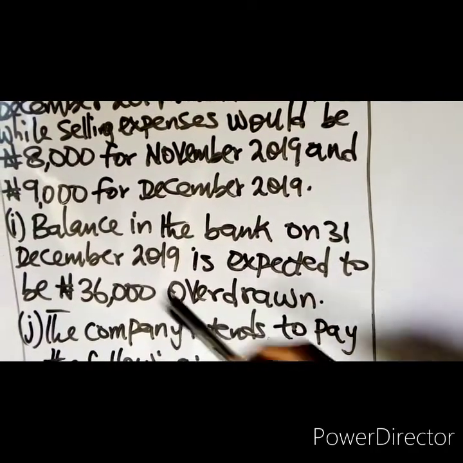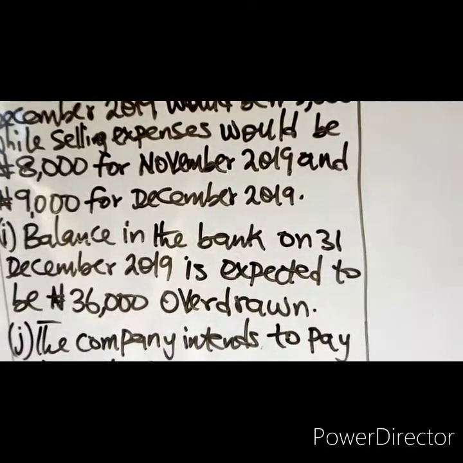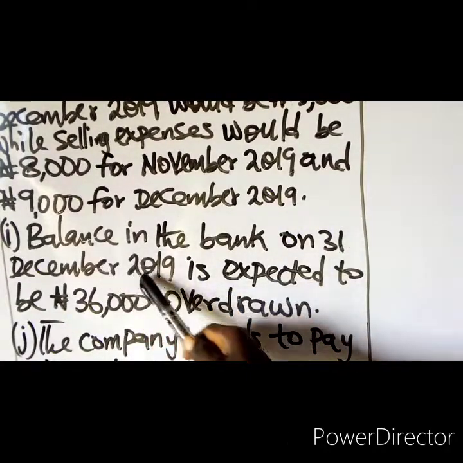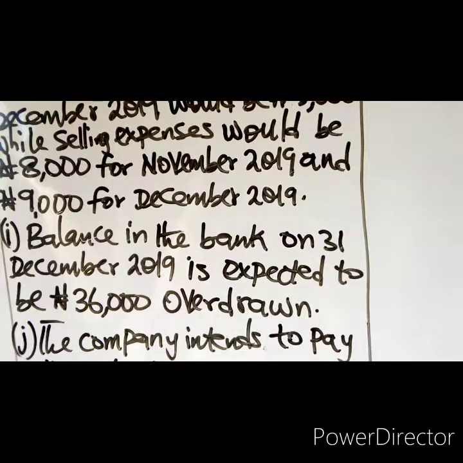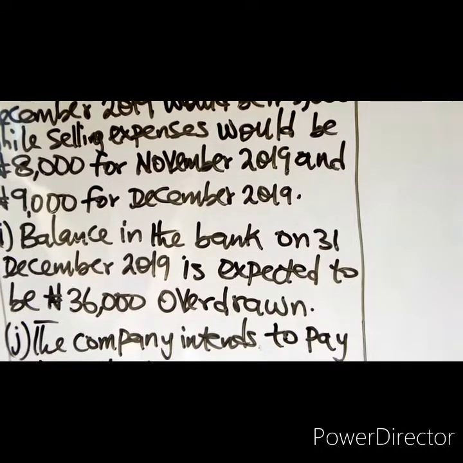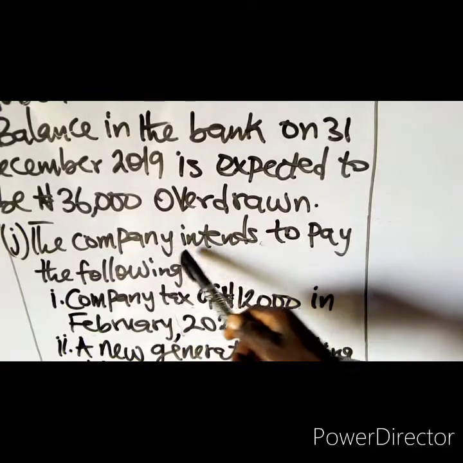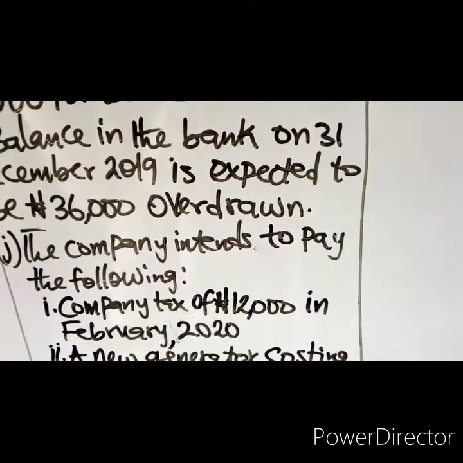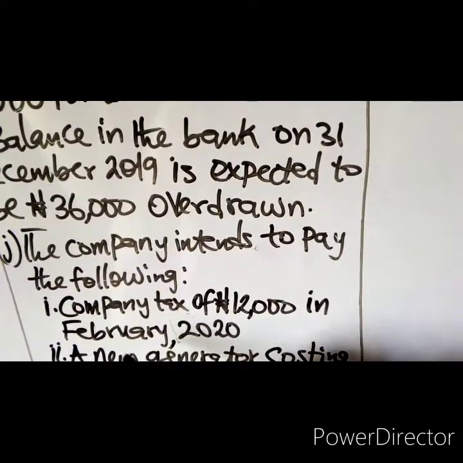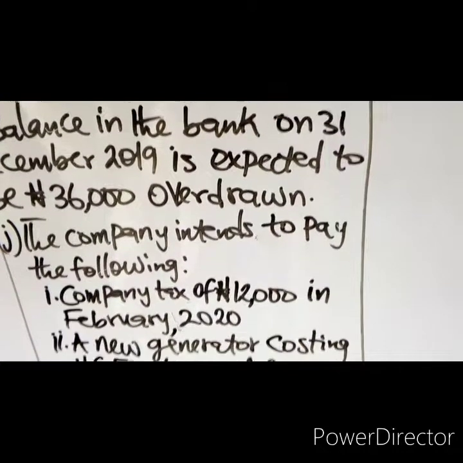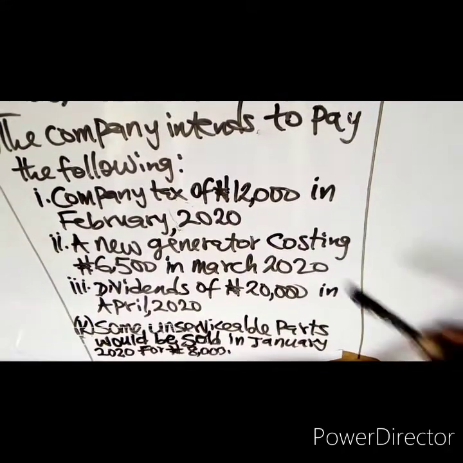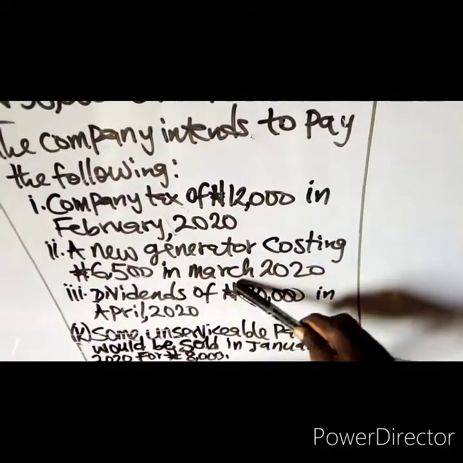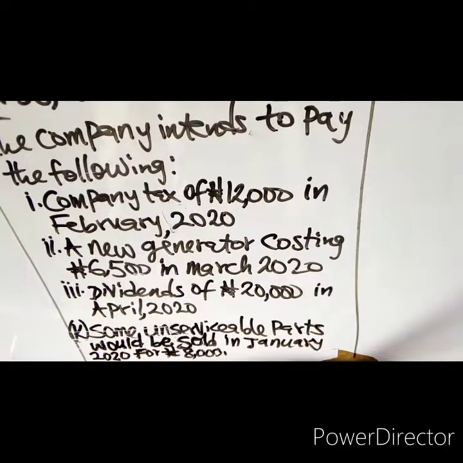I. Balance in the bank on 31st December 2019 is expected to be 36,000 naira overdrawn. J. The company intends to pay the following: 1. Company tax of 12,000 naira in February 2020. 2. A new generator costing 6,500 naira in March 2020.